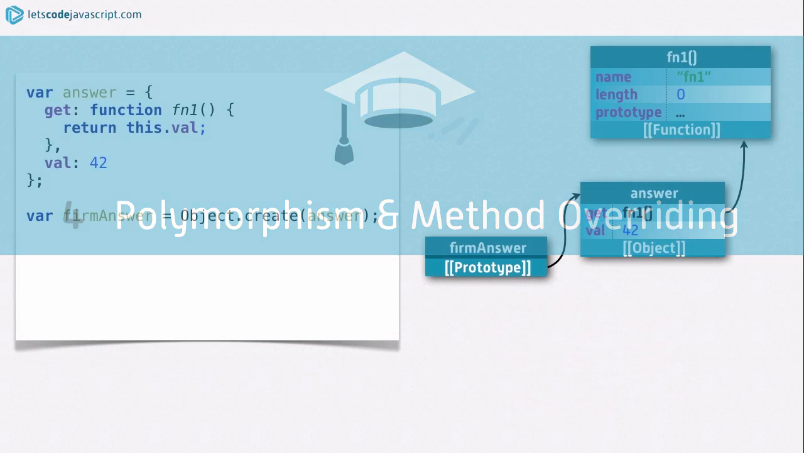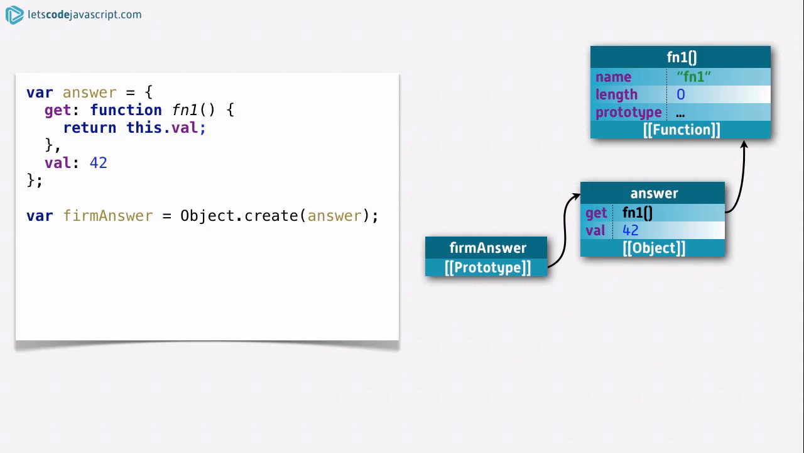Once you have objects in a prototype chain, you might find that you want your children to behave differently from their parent even when the same method name is called. This is called polymorphism. Polymorphism means the same name but different behaviors. Now technically you can have polymorphism without inheritance, but we're not going to get into that right now.